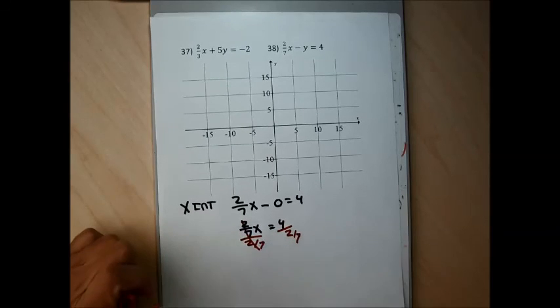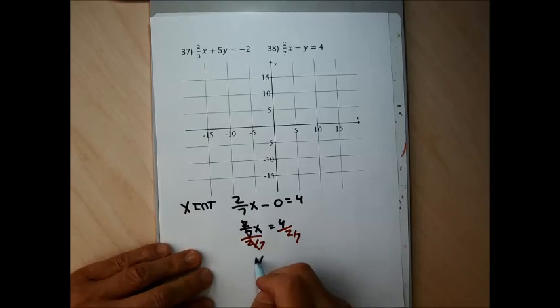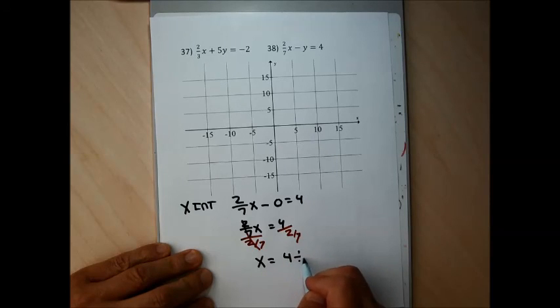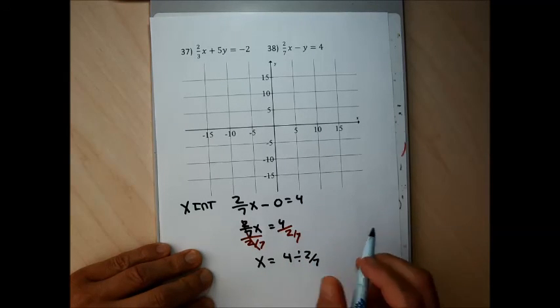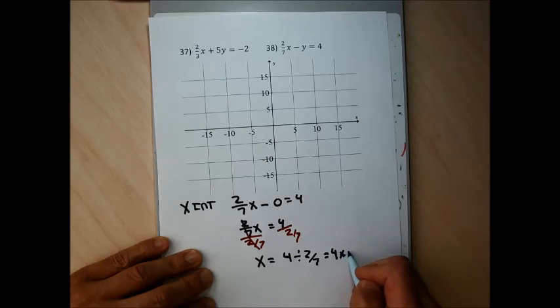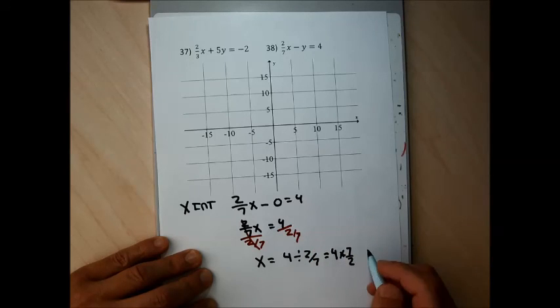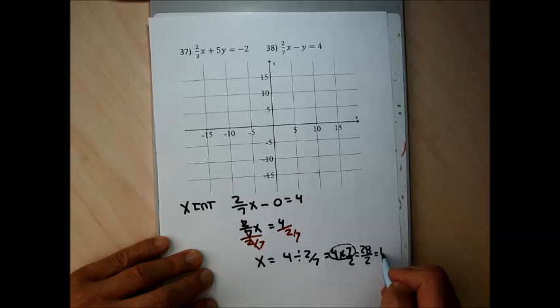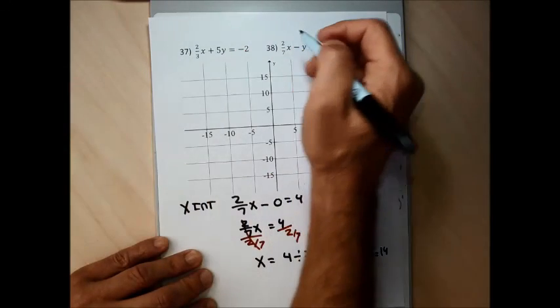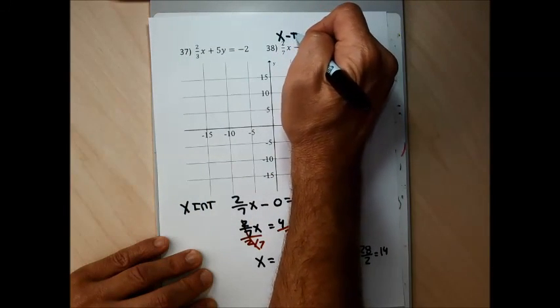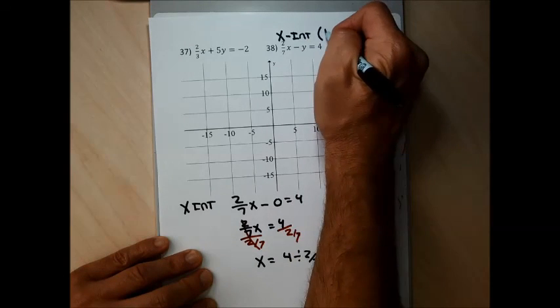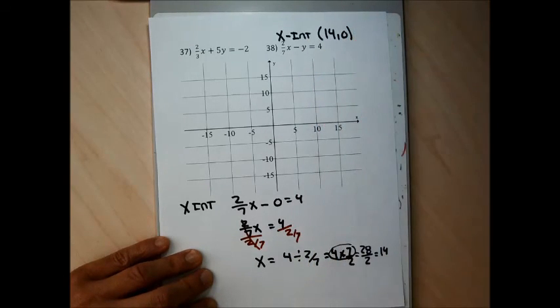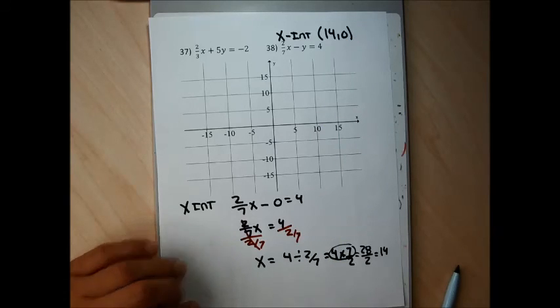On the left side, I'm going to cancel out the 2/7 and get the x. On the right side, I'm going to write this as 4 divided by 2/7, which is the same as 4 times 7/2. I could cancel the 2's, or I could multiply the 4 and the 7 and then reduce the fraction. I'm going to multiply the 4 and the 7 and then reduce the fraction 28 over 2, which is 14. So part of my answer to problem 38, the x-intercept is the point 14, 0.